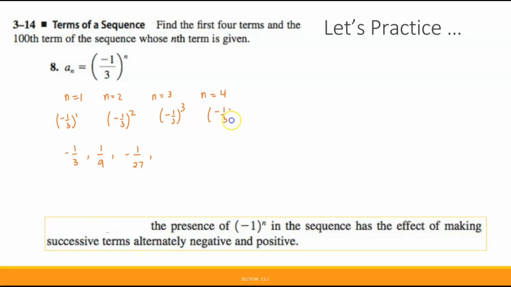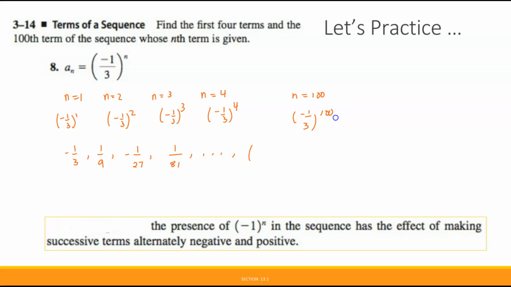And then n equaling 4. Negative 1/3 multiplied 4 times is going to be a positive 1 over, if we take 3 to the 4th power, that would be 81. Okay, let's look at n equaling 100. Sometimes we might have a value that our calculator can't do. 3 to the 100th power becomes pretty large. So let's see what we can do to at least simplify the number a little bit.